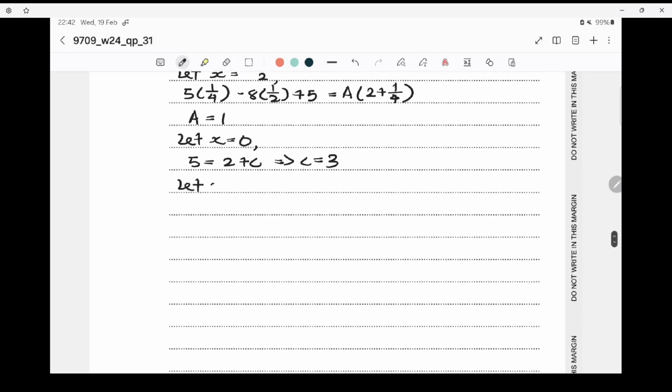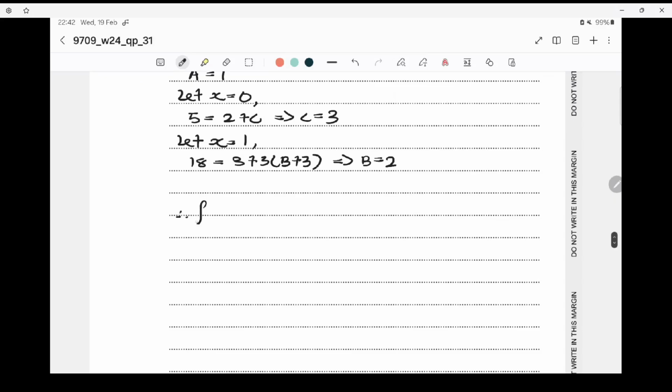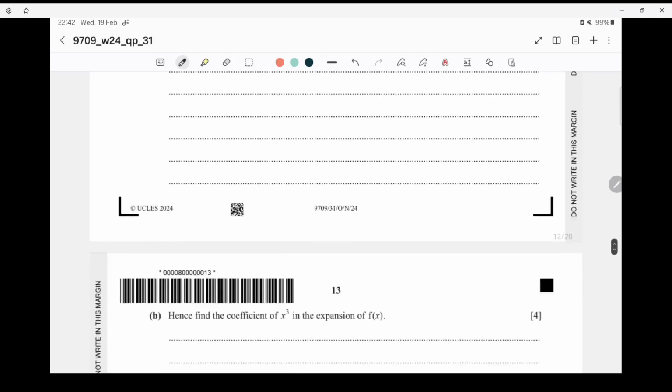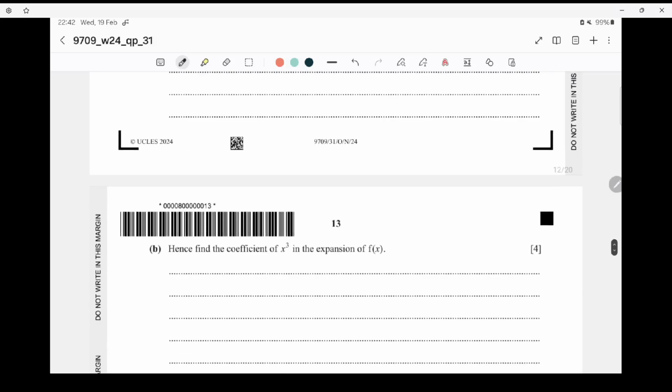So the third one, you let x equals to 1. Calculate the left side, you get 18. And then you have 3 plus (3 plus b) times 3. So this means that your b equals to 2. Therefore, your f(x) is given by 1 over 1 plus 2x plus (2x plus 3) divided by (x squared plus 2). That will be your partial fraction. Now, find the coefficient of x cubed in the expansion of f(x).